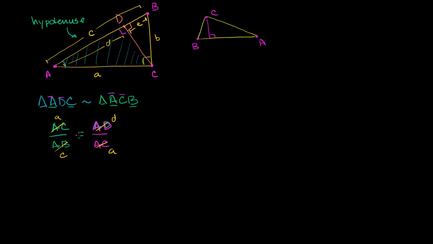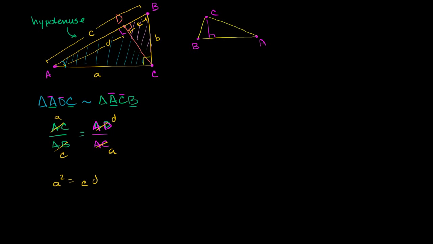And so we have A over C is equal to D over A. If we cross multiply, you have A times A, which is A squared, is equal to C times D, which is CD. So that's a little bit of an interesting result. Let's see what we can do with the other triangle right over here.